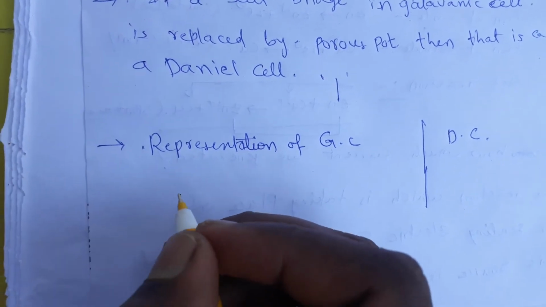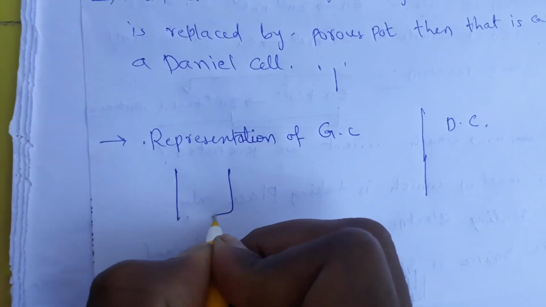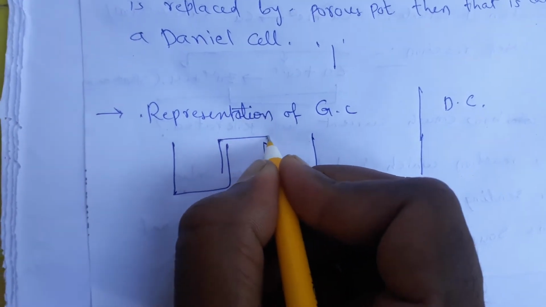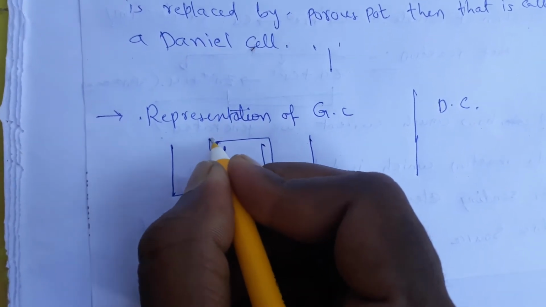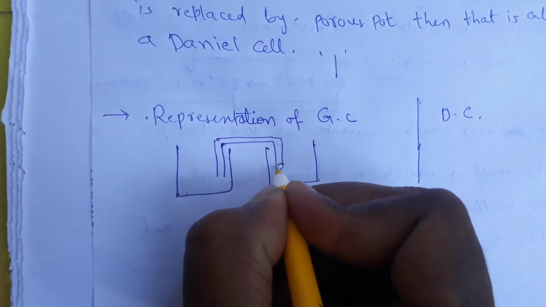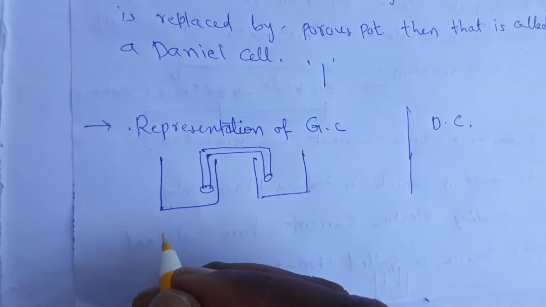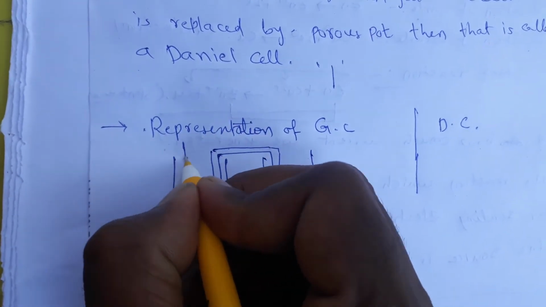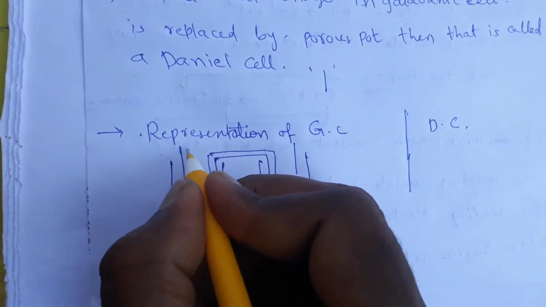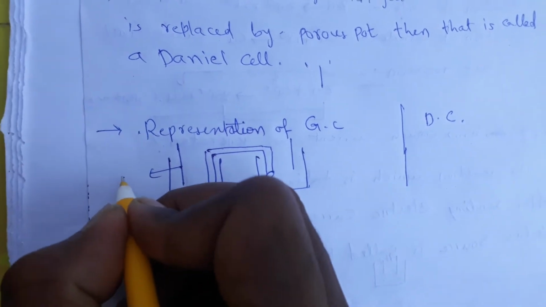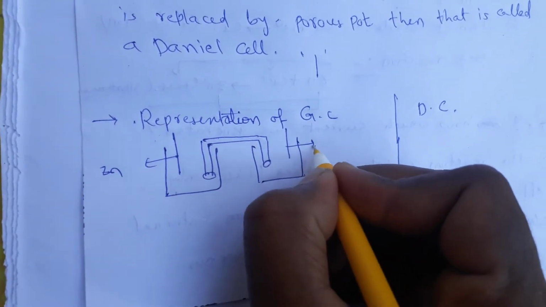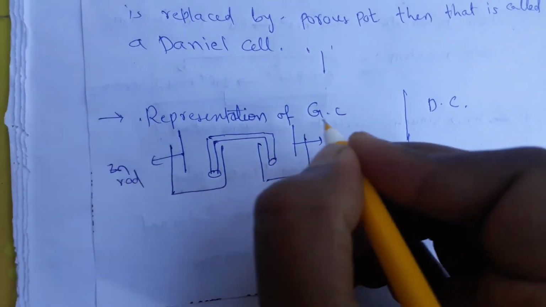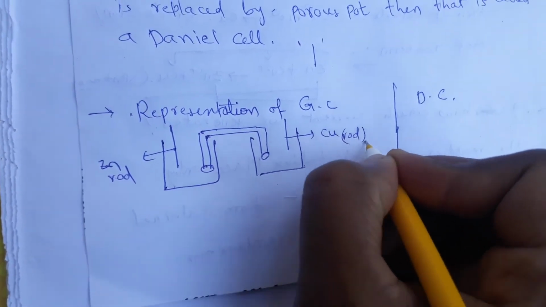So if you see, if I have two beakers, in these two beakers there is a salt bridge. Here it is, the salt bridge. We know what the salt bridge is, what the characteristics of the salt bridge are, and what the uses of the salt bridge are. And there are two electrodes: this is the zinc electrode, and this is the copper rod, zinc rod and copper rod immersed here.